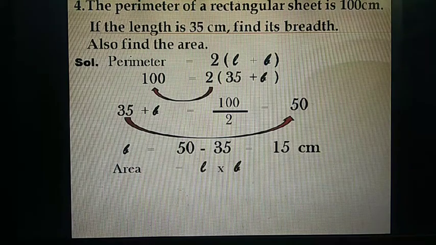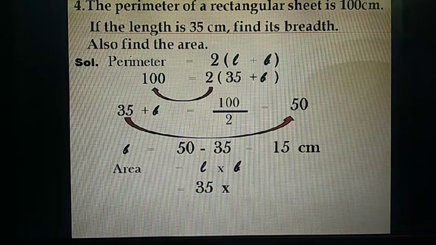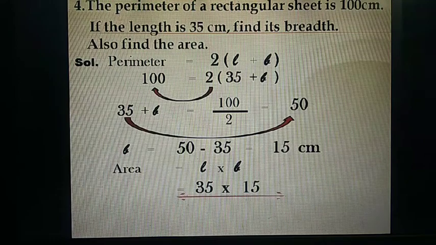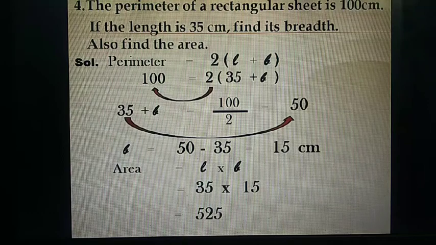Length is given to you as 35. Breadth you calculated just now, which is 15. Multiply the two, you will get the answer as 525 and the unit will be square centimeter.